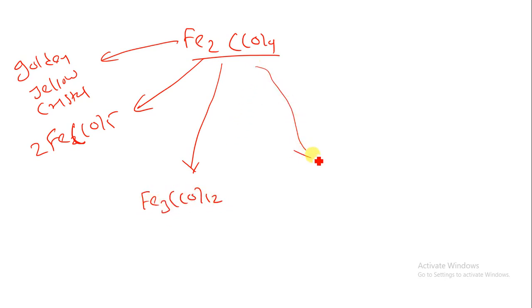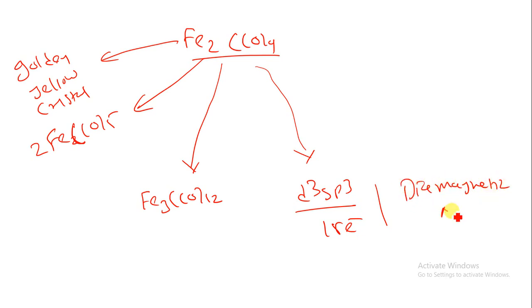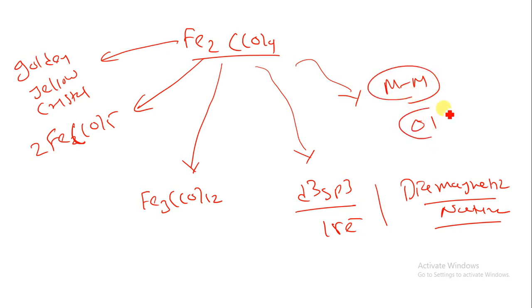Now next thing, in this Fe2CO9 we have seen the d2sp3 hybridization, and it will follow the 18 electron rule, and it has a diamagnetic nature. Why diamagnetic nature? There is no unpaired electron. Second one, we have also calculated the metal bond, and there should be one metal bond. So in this structure we have also studied that there are total 9 ligand. In 9 ligand we are having 3 ligand as a bridge ligand and 6 ligand as a terminal ligand.